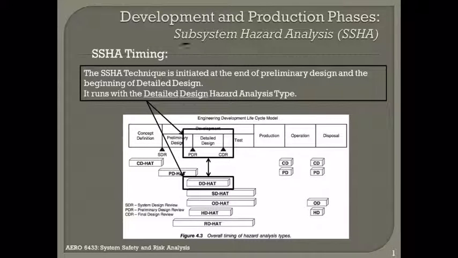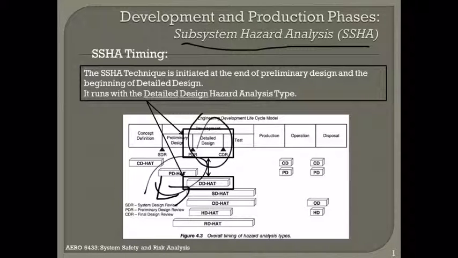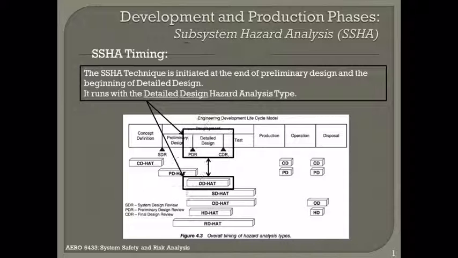So the subsystem hazard analysis technique comes on the heels of the preliminary hazard analysis. Hazards identified and analyzed in the preliminary hazard analysis will be transferred to the subsystem hazard analysis technique, and it'll be analyzed in greater depth there at the subsystem level, because during the detailed design phase of the system life cycle, more information is known about the system than in the preliminary phase. Hazard analysis then can go to a deeper level.